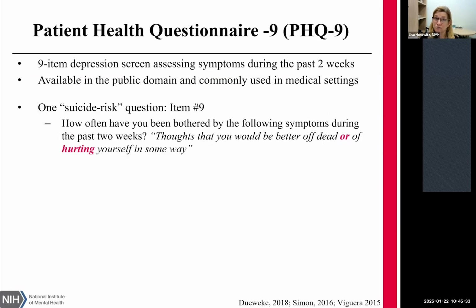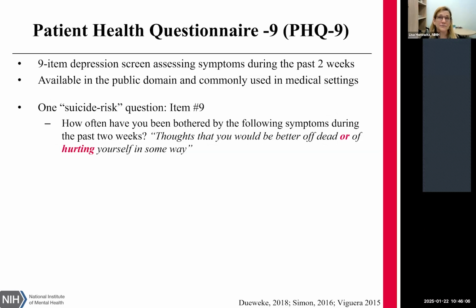The PHQ-9 is a really good depression screen, and depression is prevalent, so we should be screening for depression. But there's a 9th item of the PHQ that says, how often have you been bothered by the following symptoms during the past 2 weeks? Thoughts that you would be better off dead or of hurting yourself in some way. So that's considered the suicide risk question. There's 3 things wrong with this question. The first is it says, have you been bothered? So you have to be bothered.